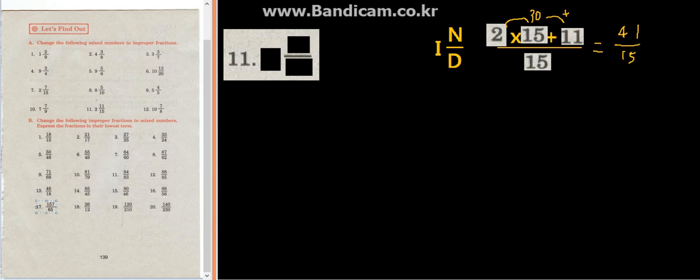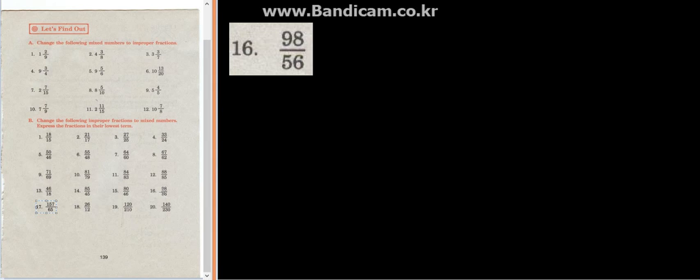Now let's go to part B. From part B, I chose problem number 16. This time we are going to change the following improper fraction to a mixed number, and express the fraction in its lowest term. I believe solving this way is the cleanest way.